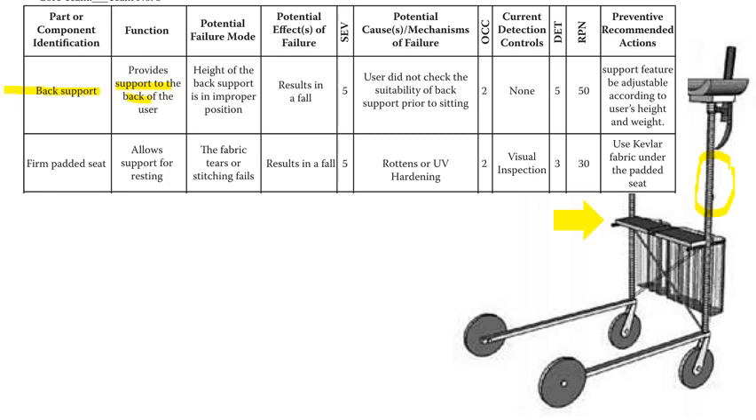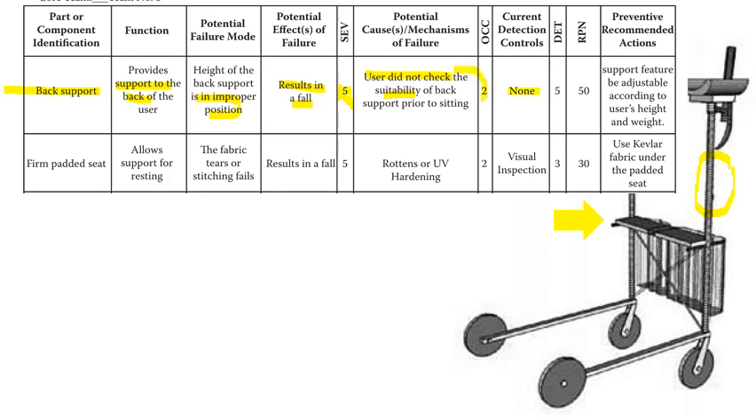So the potential failure is that if the height of this back support is not in the proper position, it may result in a fall of the user, and of course, it is very severe. How can that happen? Well, if the user did not check the suitability of the support, it may be too high or maybe too low. And the likelihood of this is pretty low too.